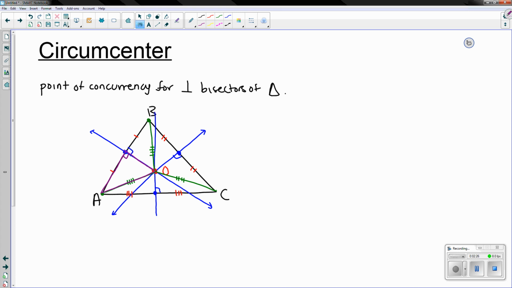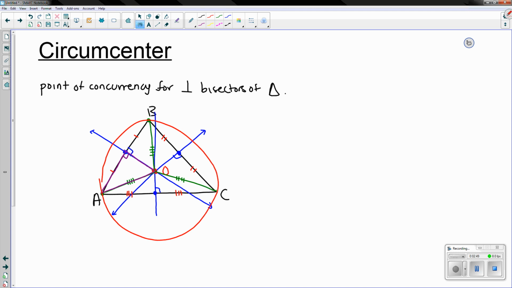Now, the reason it's called a circumcenter is because it is the center of the circumscribed circle. So the circumscribed circle is a circle that passes through each vertex. I'm going to do this, it's probably going to turn out terrible, but here's a rough circle that would pass through each vertex of the triangle, and O is the center of that circle.